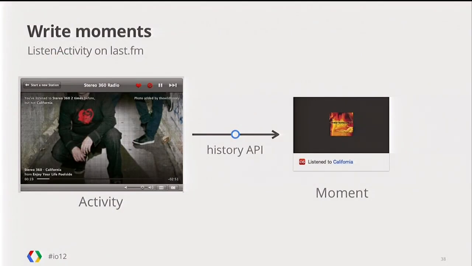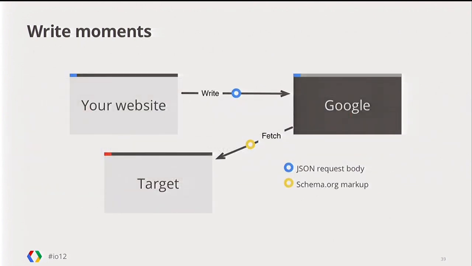Now, writing moments is all about getting the activity on the left there to be a moment on the right there in Google Plus history. So you can see, and as you saw in the demo earlier, this is a radio station, and we're writing that moment into Google Plus, and it becomes a moment there. And the flow looks a little bit like this. There are 2 steps here. First, we write that moment.